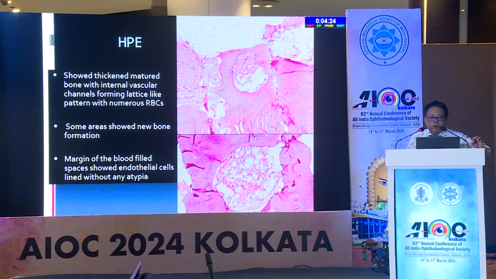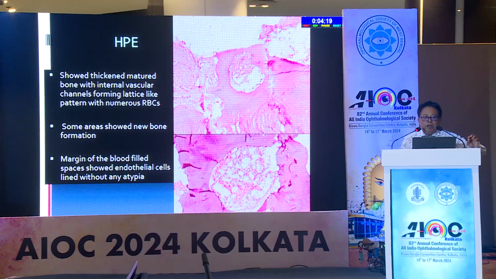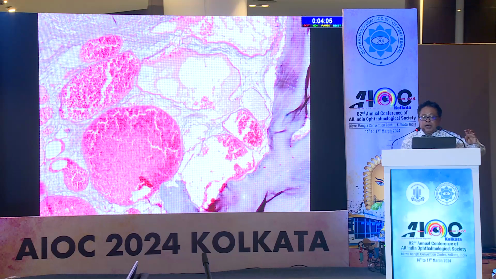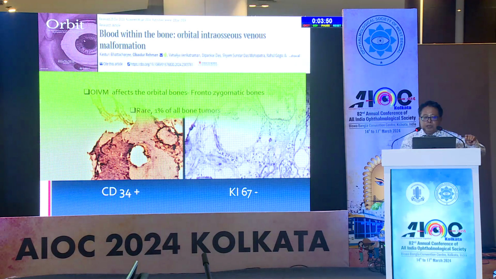Now, in histopathology, it showed a thickened mature bone with internal vascular channels forming a lattice-like pattern with numerous RBCs. Dr. Kasturi has shown there is a pattern of networking which was evident here in the intraosseous area of the hemangioma, and this is the enlarged view where you can see a very minimal endothelial cell lining in the cavernous spaces. Now, as already mentioned, CD34 was positive and Ki67 was negative in this malformation.